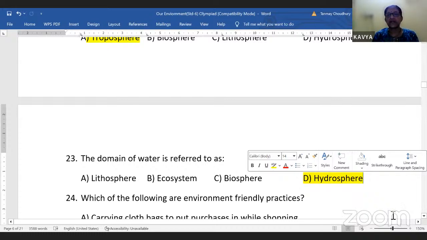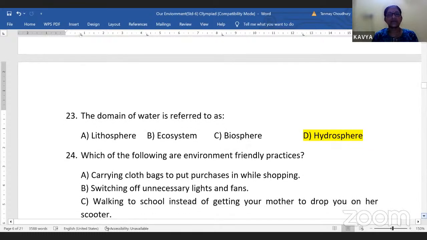Which of the following are environment-friendly practices? What is the meaning of environment-friendly practices? Environment-friendly means you save the environment from pollution. You save the soil, you save the water, you save the air around you. And in what way can we prevent it from getting polluted? By carrying cloth bags to put purchases in while shopping. So you do not carry polythene bags. You carry your cloth bag or jute bag. So this is good. Yes, we can save the environment. This is an environment-friendly practice.